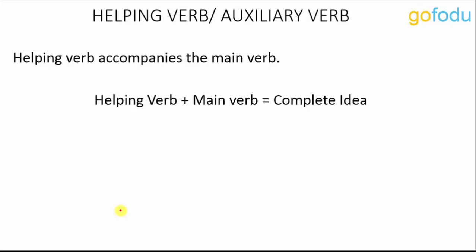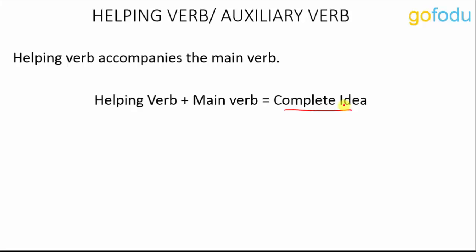What exactly are helping verbs? Helping verbs are used together with the main verb to show their presence, whether it's in the present or past, to show their tense, or to form negative or to form a question. So what exactly happens is, helping verb plus main verb gives the complete idea of the action that's happening in that sentence. Okay. Now auxiliary verbs also add functional or grammatical meaning to the sentences.